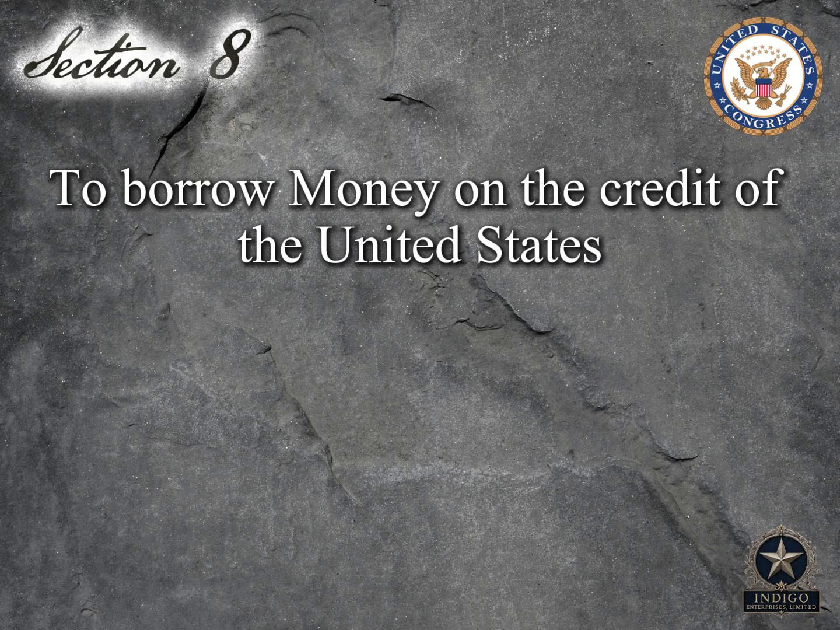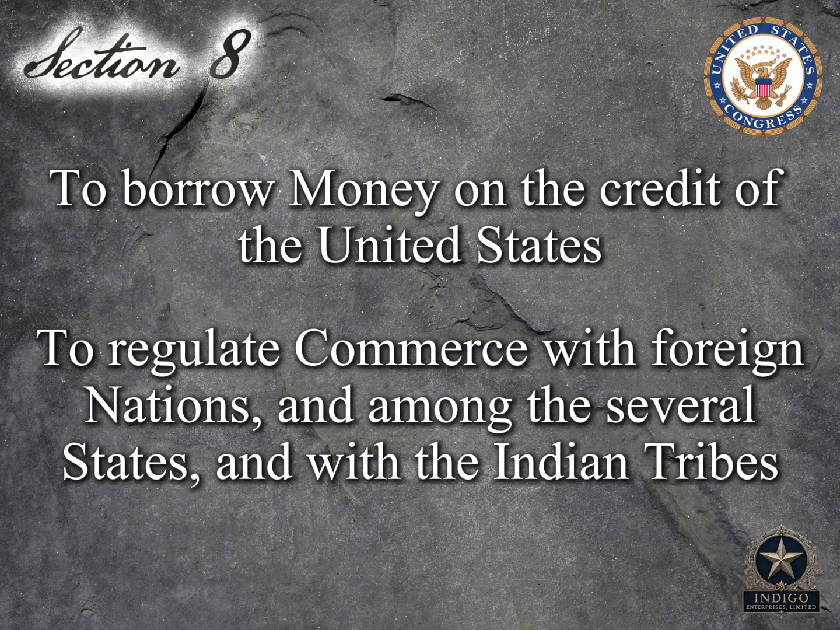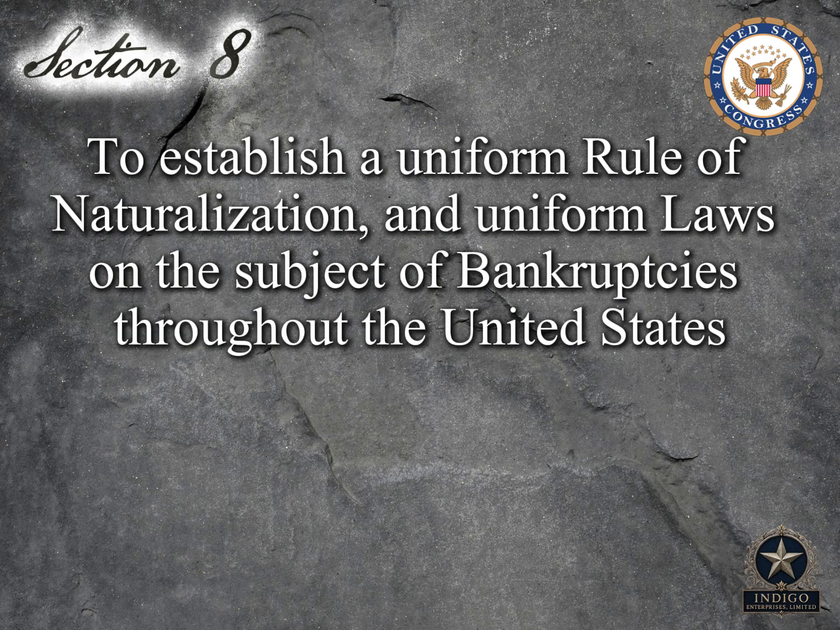They have the right to borrow money on the credit of the United States. This is one of our big issues where it comes to our national debt. To regulate commerce with foreign nations and among the several states, and with the Indian tribes. To establish a uniform rule of naturalization and uniform laws on the subject of bankruptcies throughout the United States.